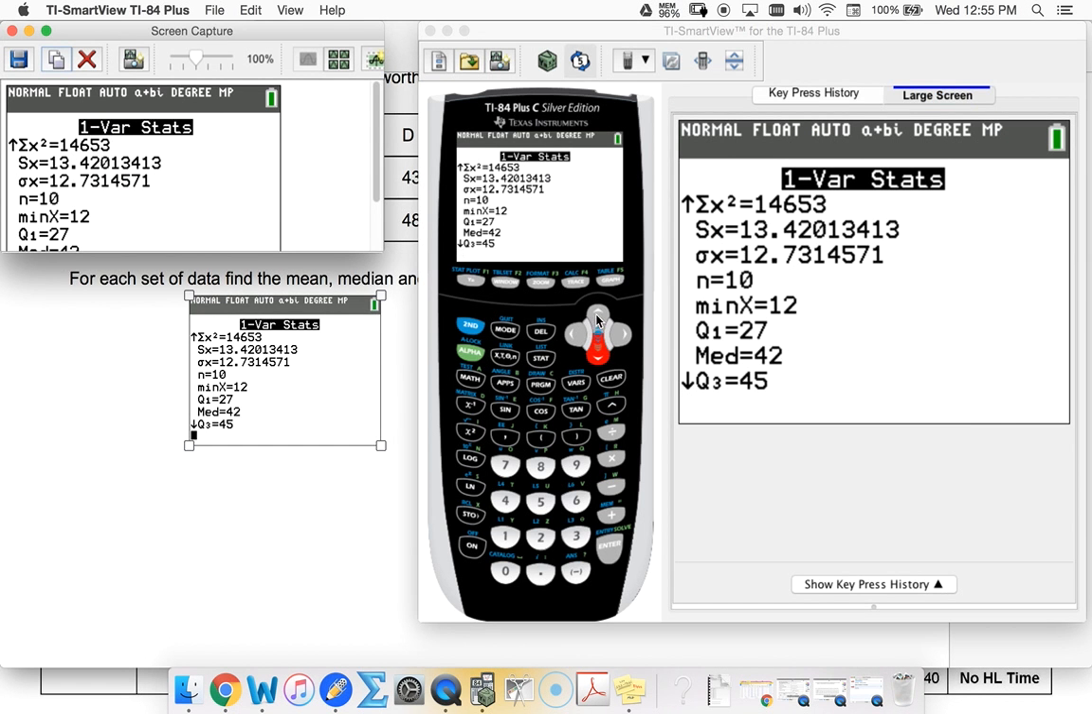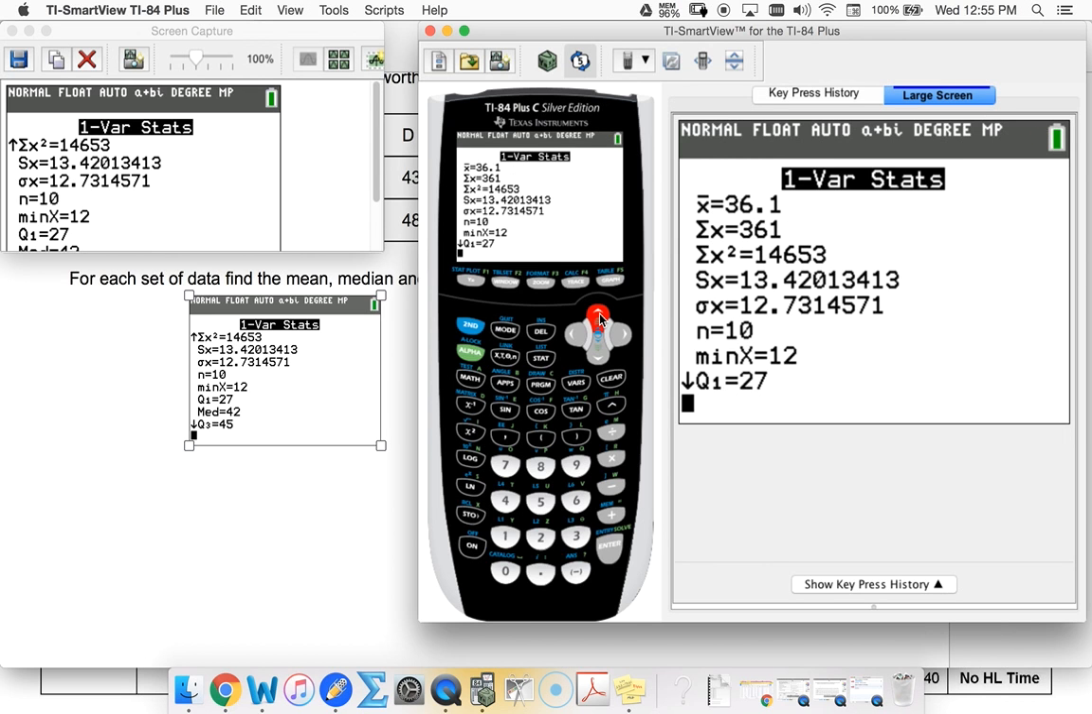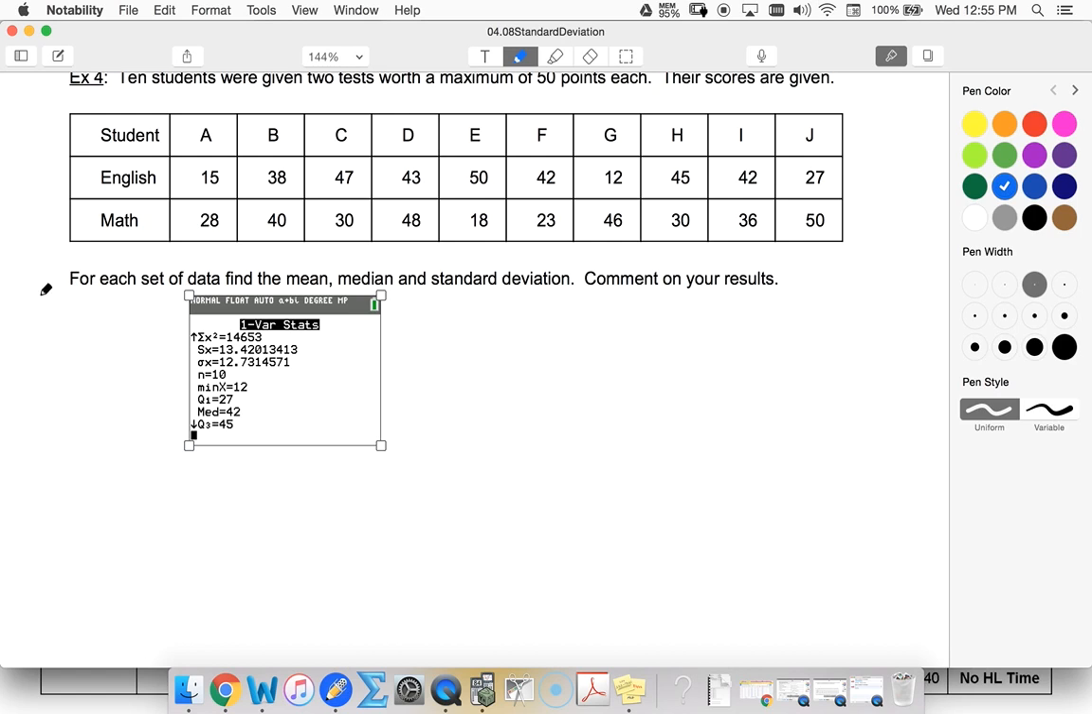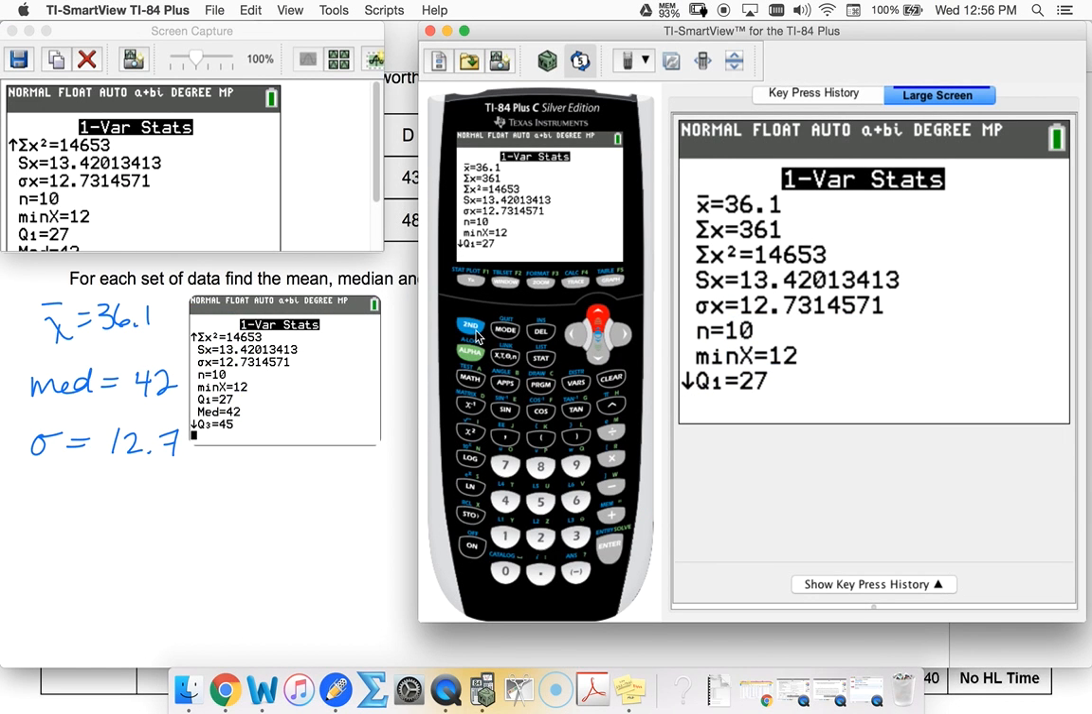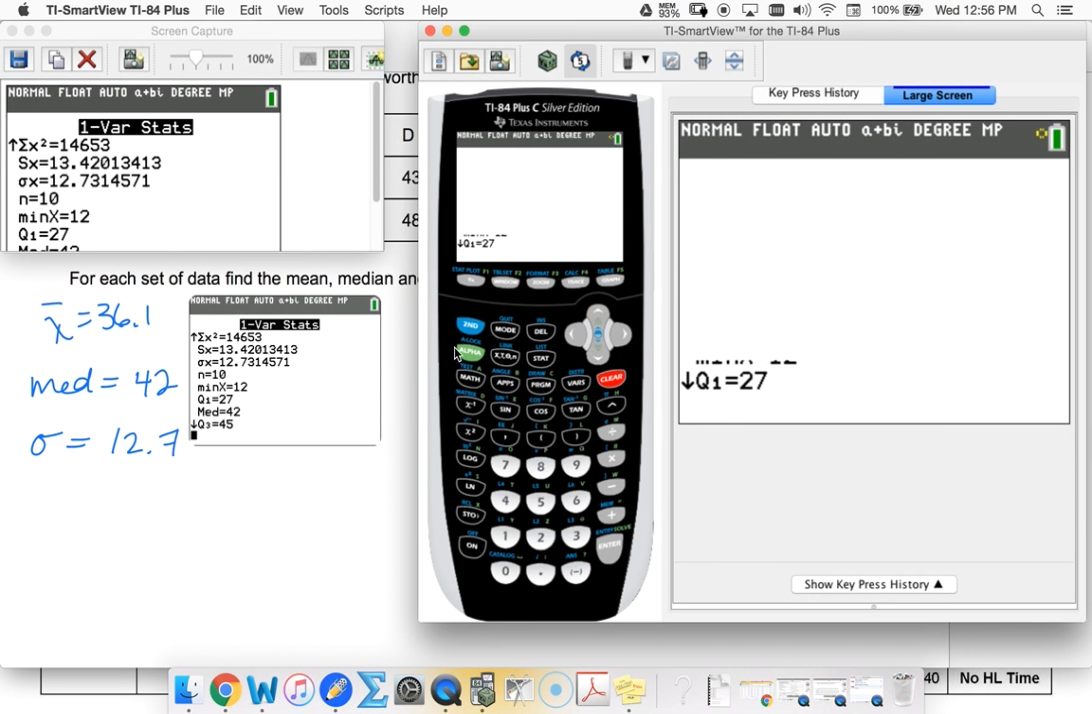I need to see my mean was 36.1. So mean 36.1, median 42, standard deviation 12.7. Let's repeat that for set B, or the math scores.